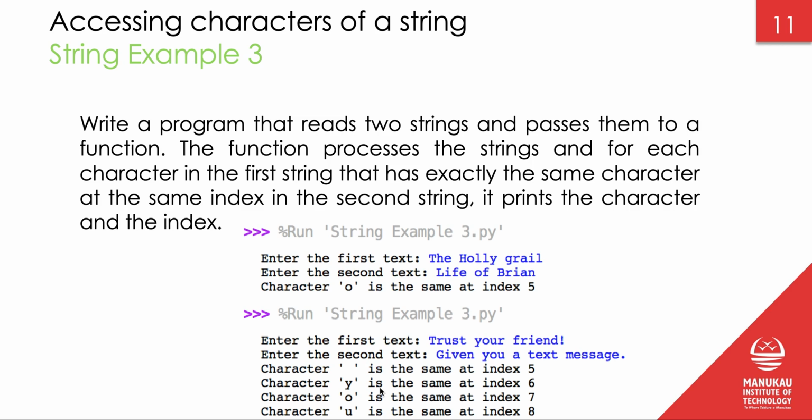We want to write a program that reads two texts and sends them to a function. What the function needs to do is find characters that are the same in those two texts and print their index, with a message like this: that this character O is the same in index 5 on both texts.